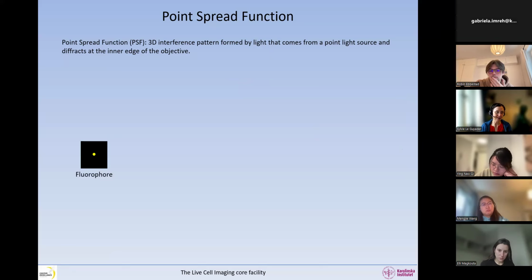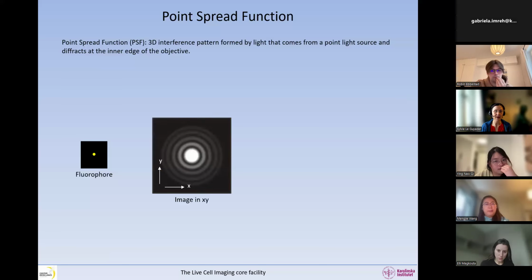So here we have our tiny spherical fluorophore. So it has a very nice spherical shape. And when this light goes through the objective and the microscope, if we put a sensor there, this is what we're seeing. We have a bright center and lots of circles, like rings around it.